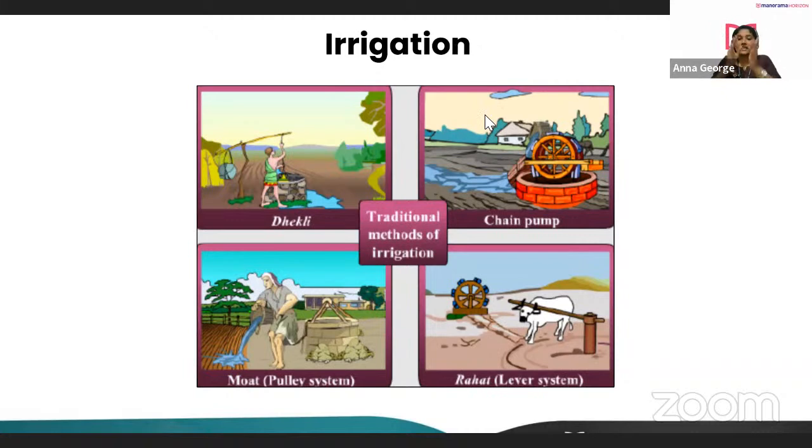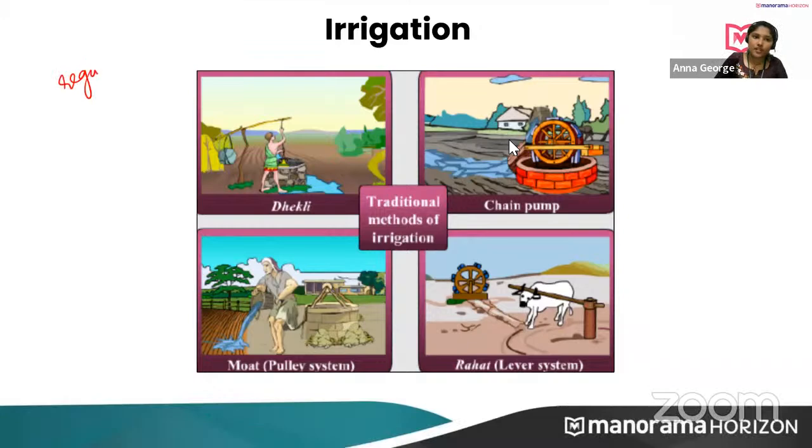Yes, very good. It is providing water to the plants at regular intervals. This is the point, regular intervals. Providing water to the crops at regular intervals is called irrigation. These are some traditional methods of irrigation: Dhekli, chain pump, mot, rahat.